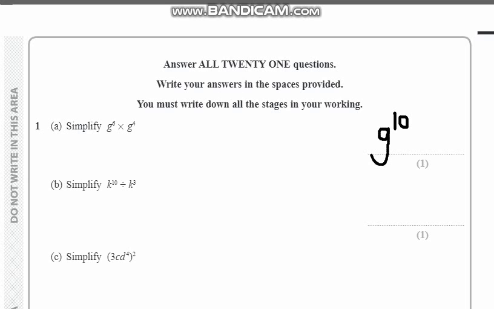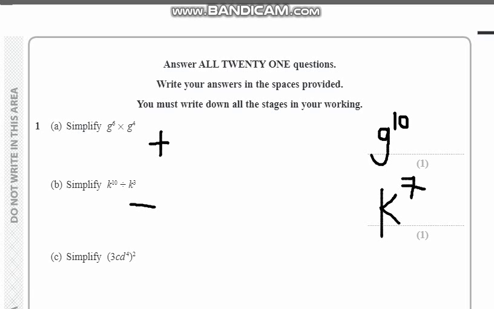Now moving on to the B part, they said simplify. Again, they have changed the sign, from multiplication to division. Don't worry. The basics of indices tell us that whenever there's a division sign, we subtract the powers. So 10 minus 3 would be 7, and we will write it as k to the power 7. Always remember, don't forget the base, and pay attention to the signs they have given us. If it's division, it's subtraction, and if it's multiplication, it's addition.